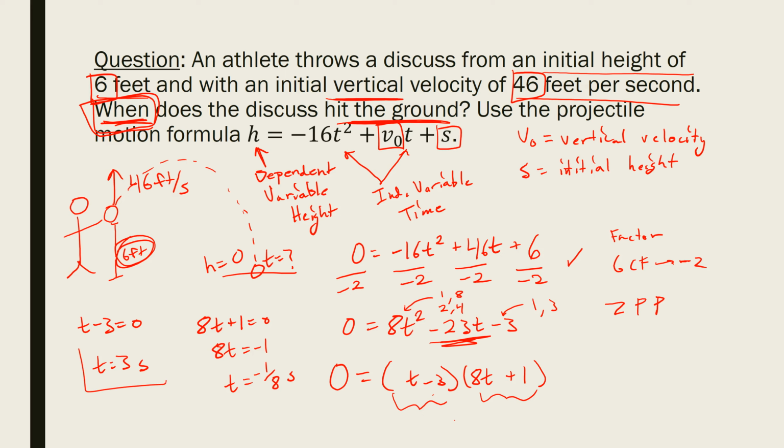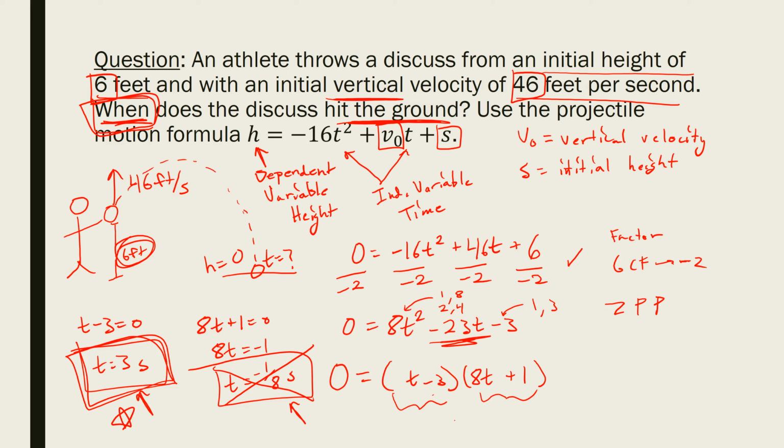Now, thinking in the context of these problems, which one of these answers actually makes sense? Well, it doesn't make sense to have negative time. We're not time travelers. We're not going back in time. I'm not Marty McFly from the 1985 classic Back to the Future. So it does not make sense to have a negative t, which means 3 seconds. This is my winning answer. The discus will hit the ground after 3 seconds.